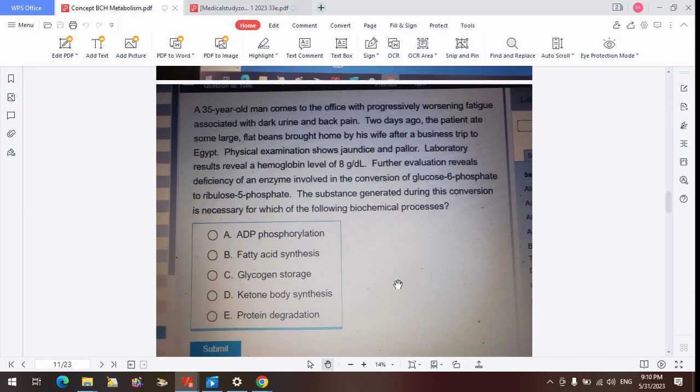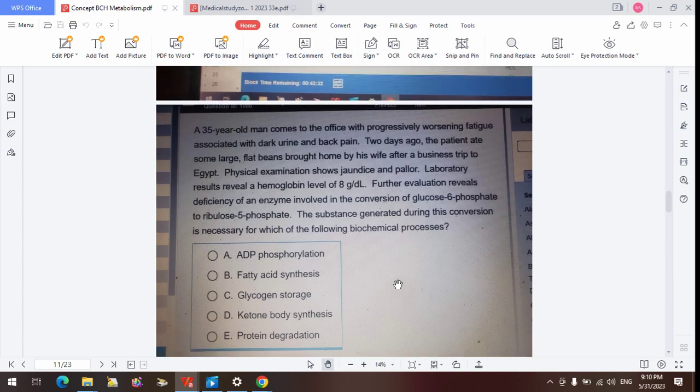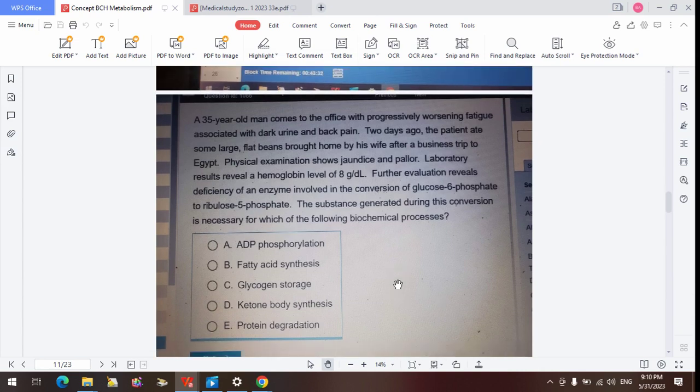So Dr. Precious, can you read now? Okay, yes, let me read. A 35-year-old man comes to the office with progressive worsening fatigue, dark urine and back pain. Two days ago, the patient had some large flat beans brought home by his wife after a business trip to Egypt. Physical examination shows jaundice and pallor.